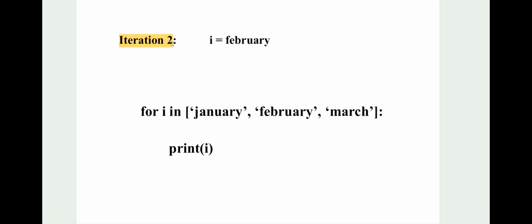On the second iteration, i becomes February. Here, i is assigned the value February. The print(i) statement will print February.